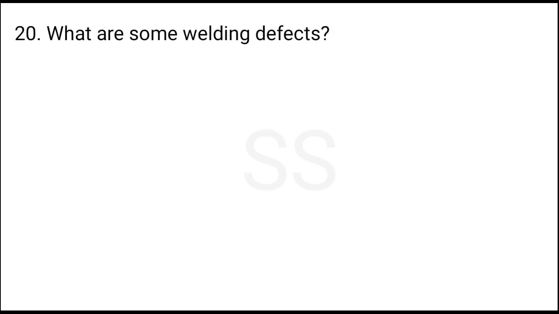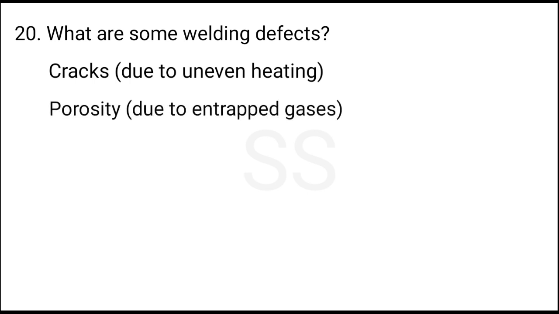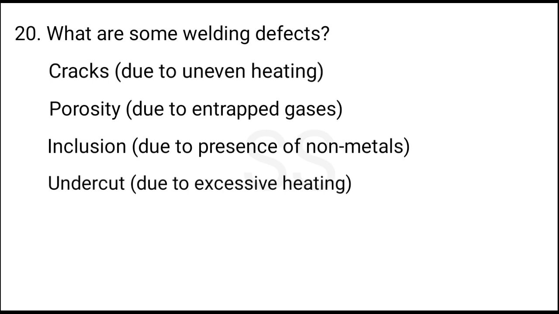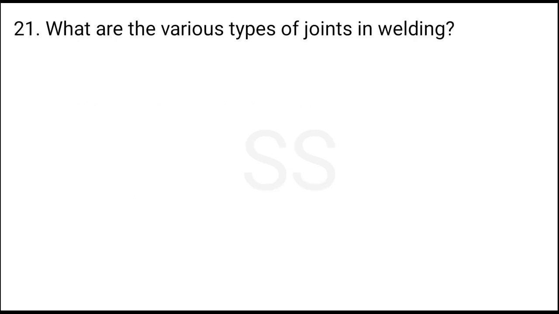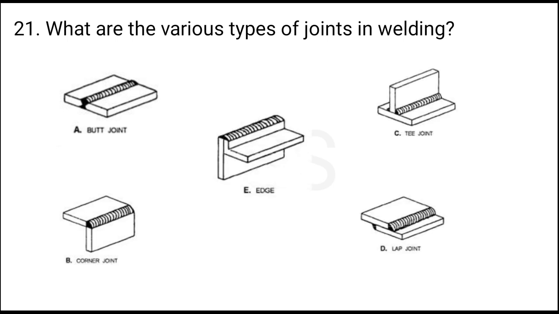What are some welding defects? Welding defects include cracks, which can come due to localized stress set up by uneven heating. Porosity, which occur mainly due to entrapped gases. Inclusion. The presence of non-metal substance in a metal is termed as inclusion. Undercut, which can come due to excessive heating. What are the various types of joints in welding? Various types of joints in welding are butt joint, corner joint, T-joint, lap joint, and edge joint.